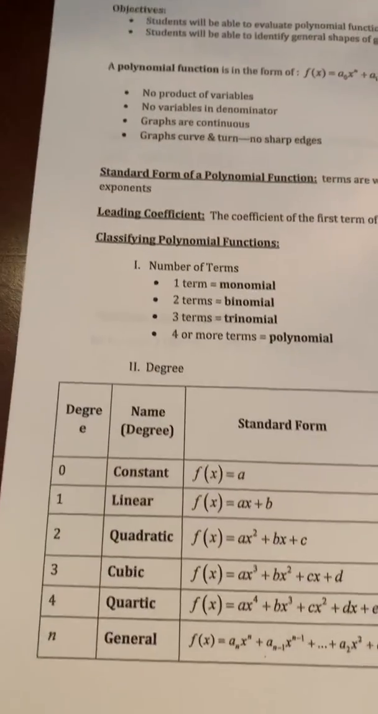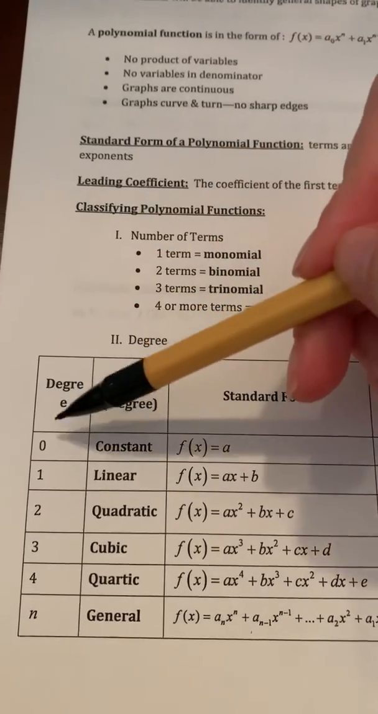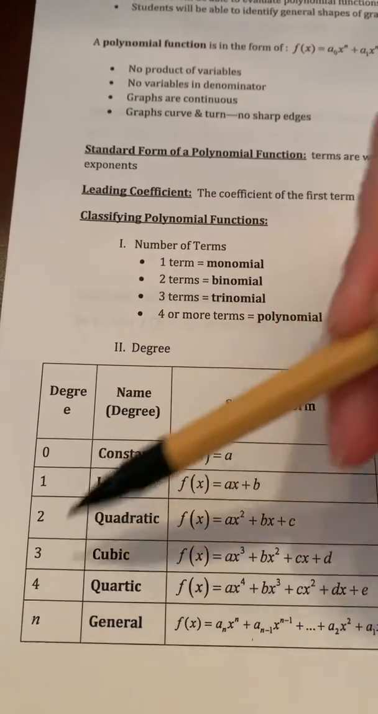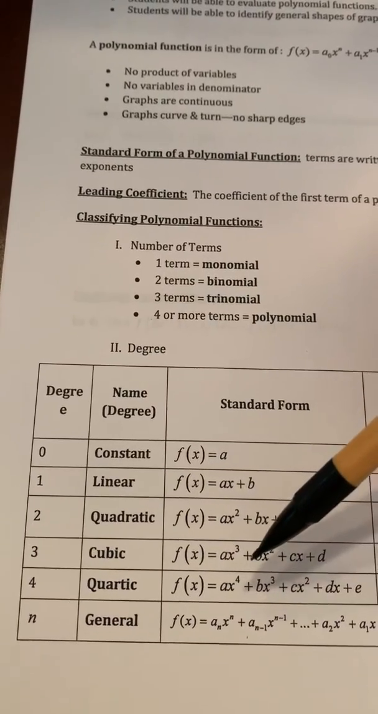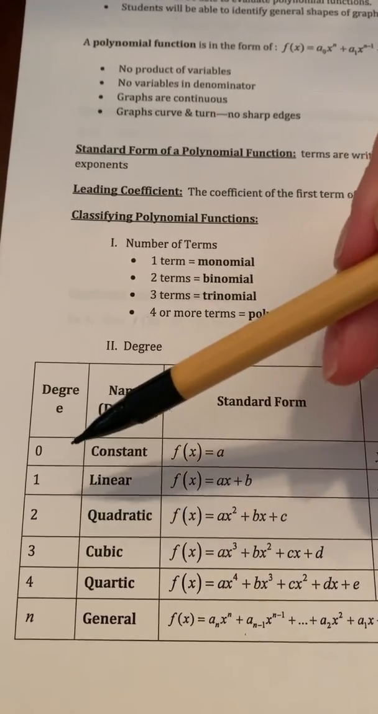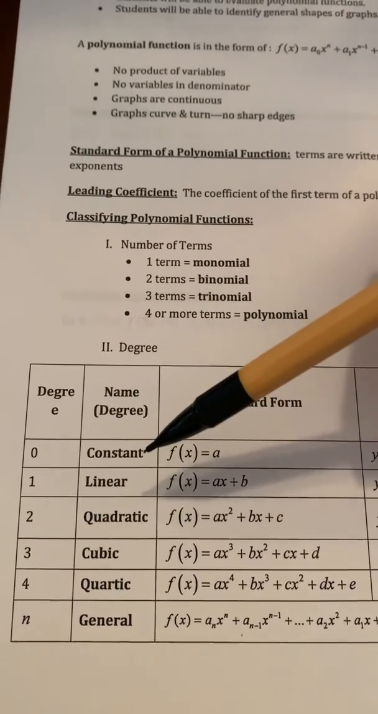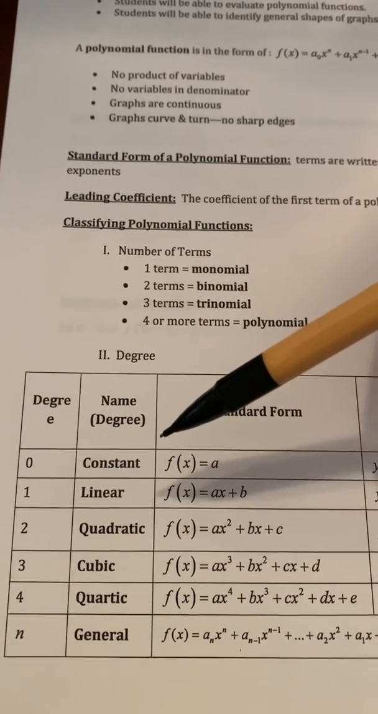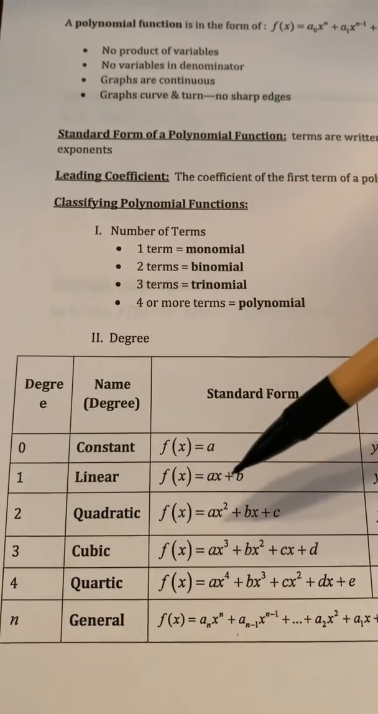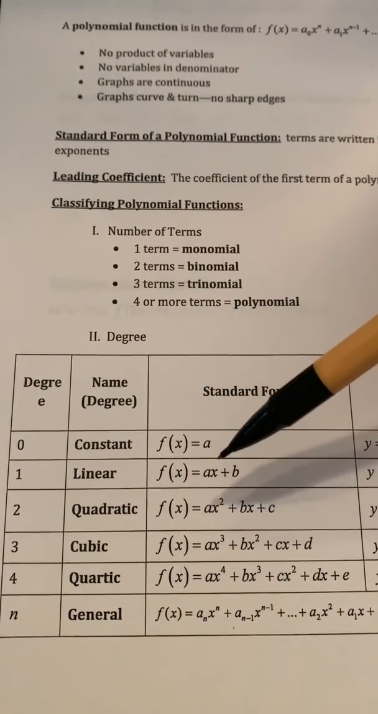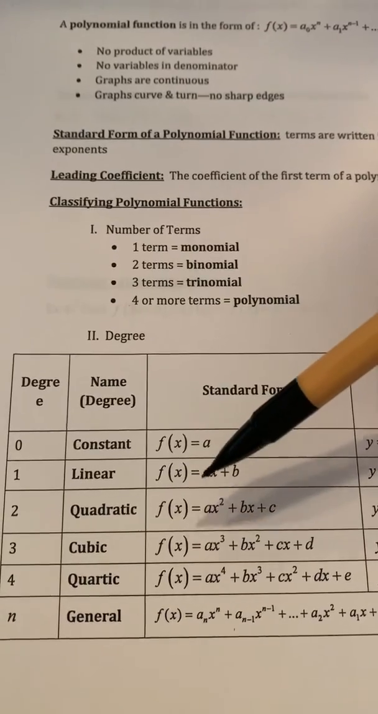So let's look at a couple examples here. Here we have what degree it is, and then the name of it, and what it would look like in standard form. So if the degree is 0, that means it's just a constant. For instance, 7, 4, 8. If there's a degree of 1, it's linear. Ax to the first, so that degree is 1.